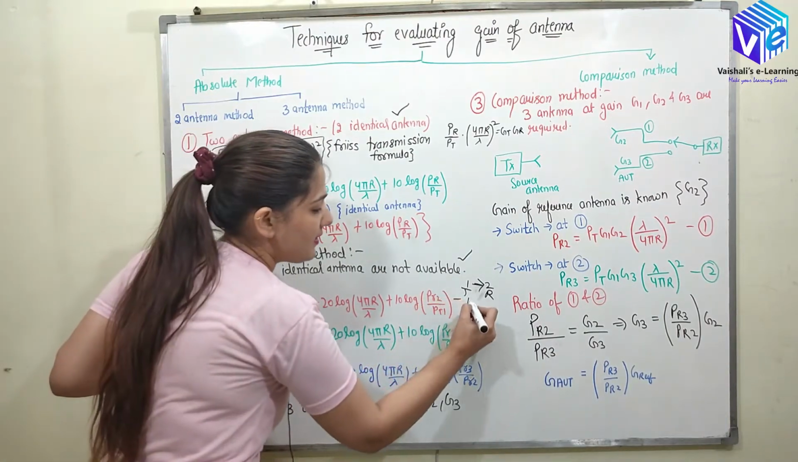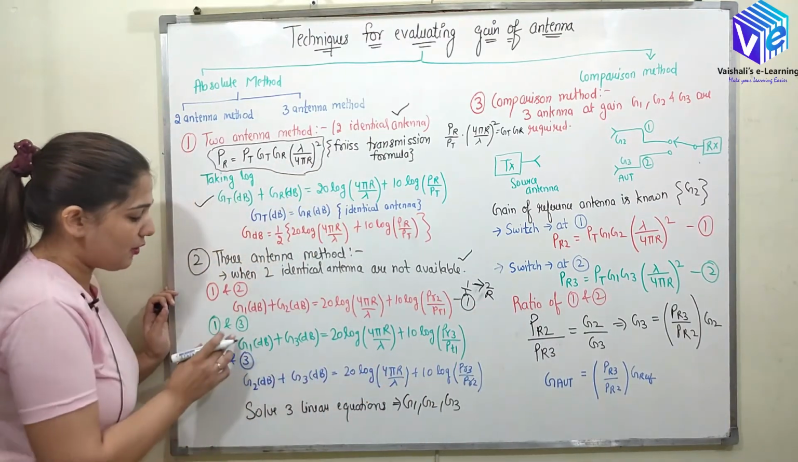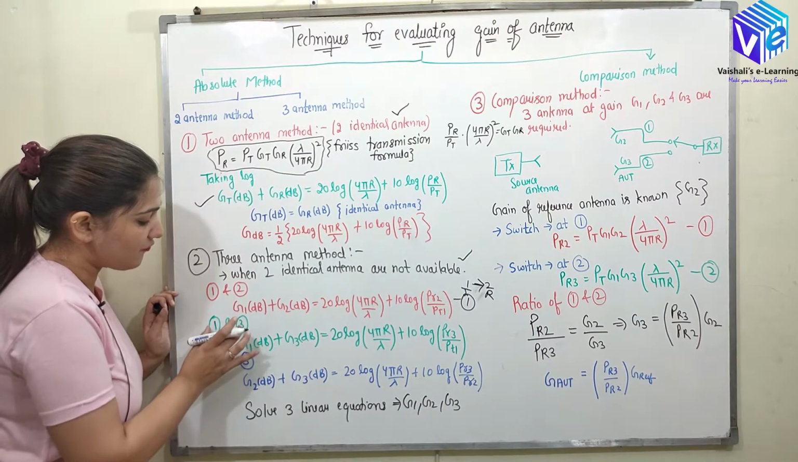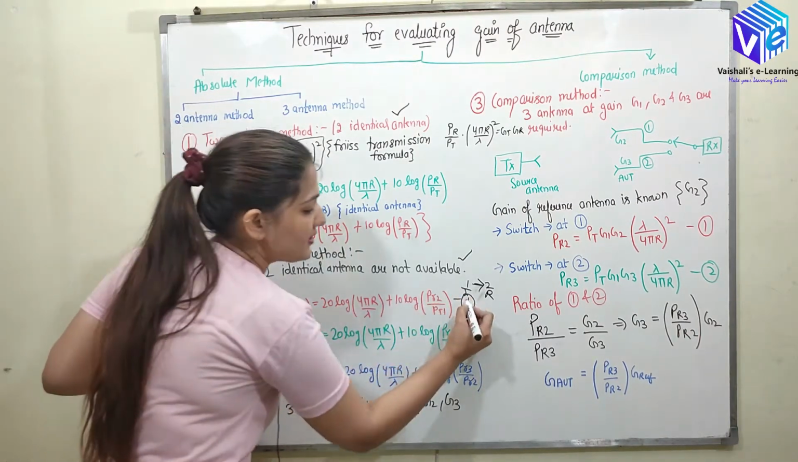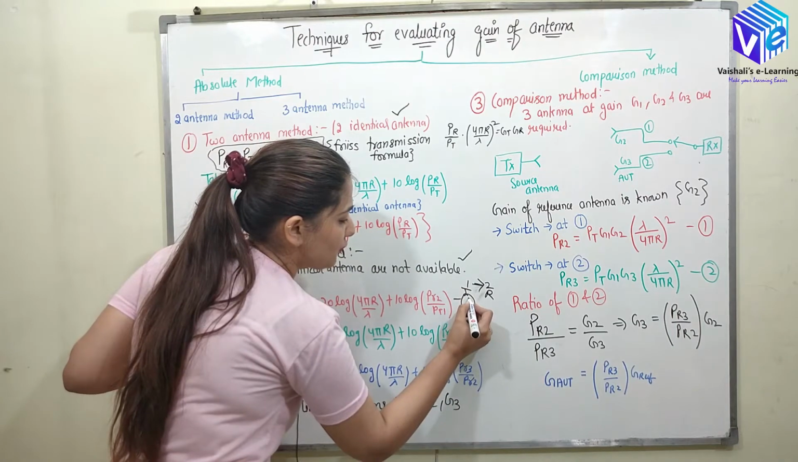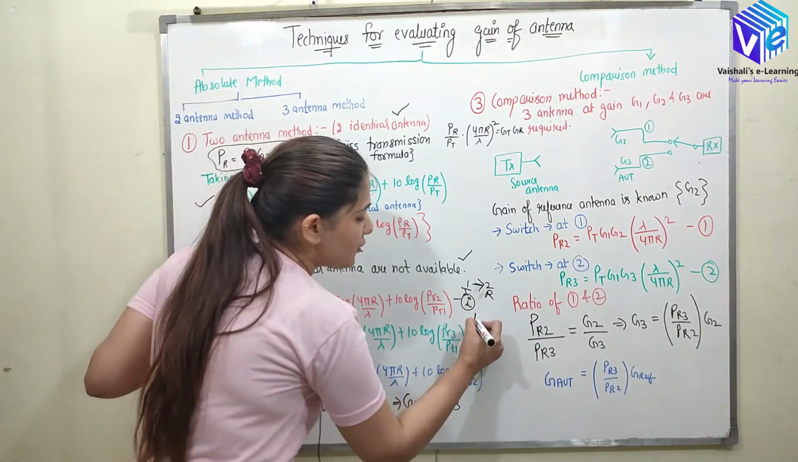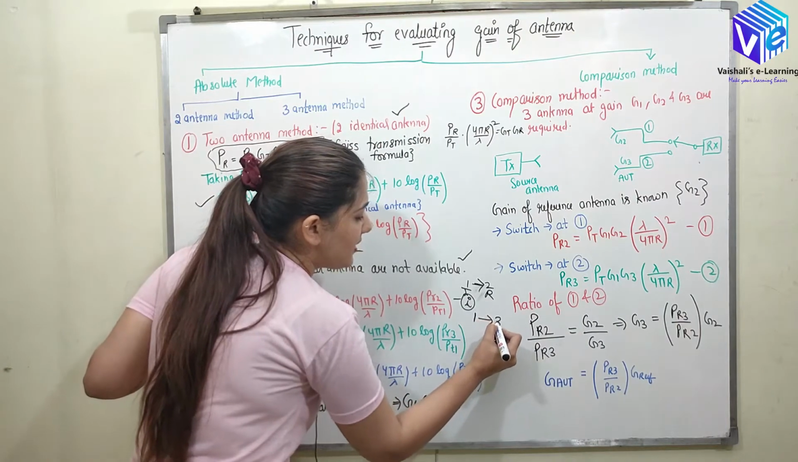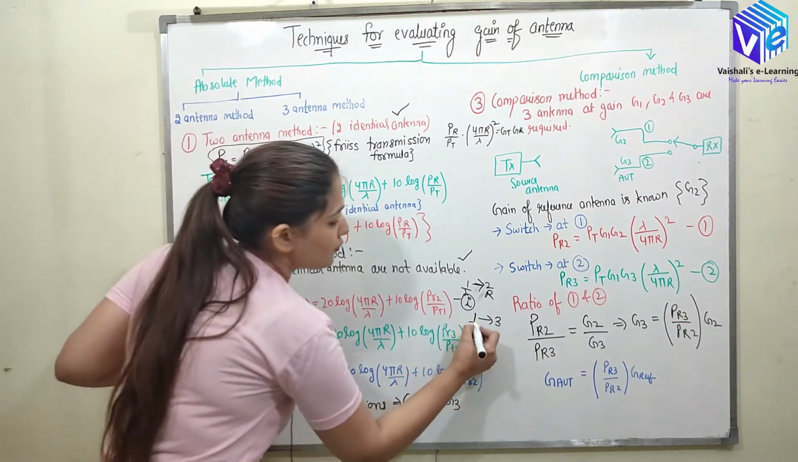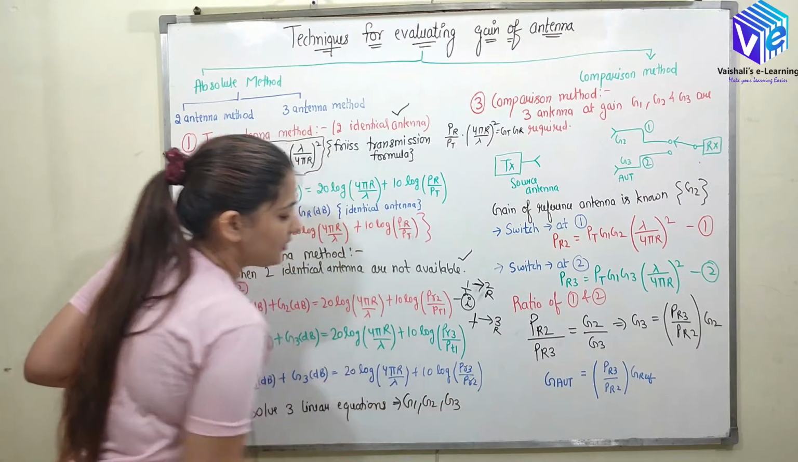So this would be my equation 1. Now here if I take 1 and 3, I will take it to be equation 1 in Roman so that you will not get confused. So now here I am taking 1 and 3. Now 1 is the transmitter, 3 is the receiver.